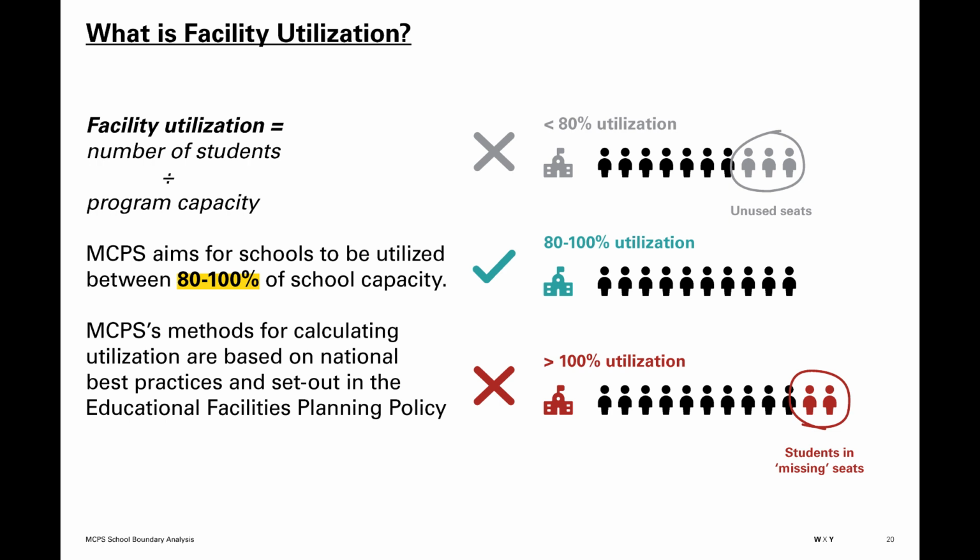MCPS aims to have schools that are utilized at rates between 80 and 100% of that school's capacity. That means we don't want to see schools that are utilized at under 80%. That's because that means the school has unused seats and unused resources. We also don't want to see schools with greater than 100% utilization because that means there are more students than there are seats and resources.